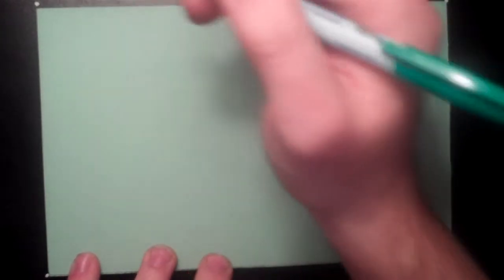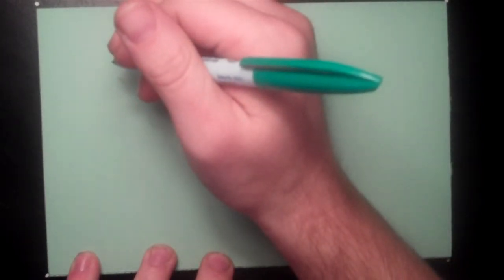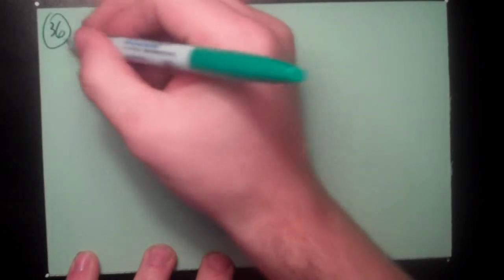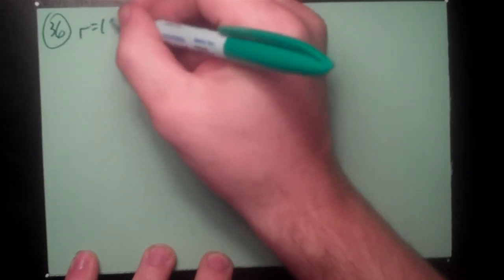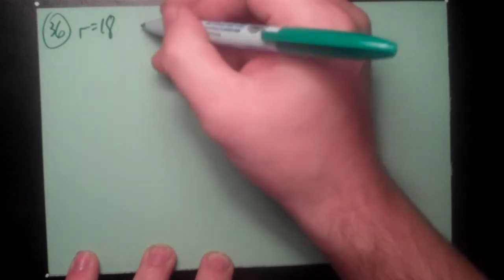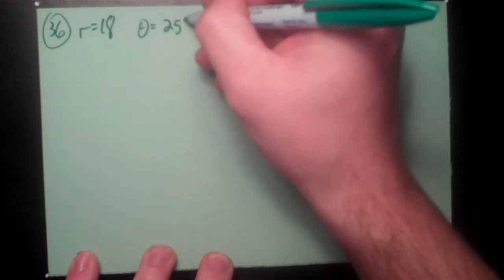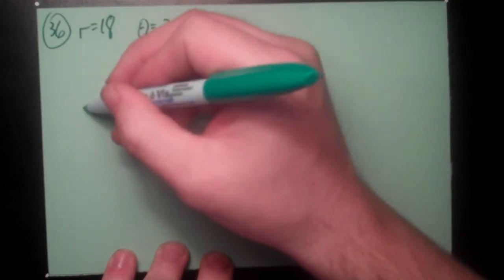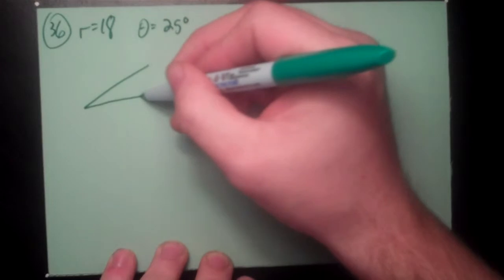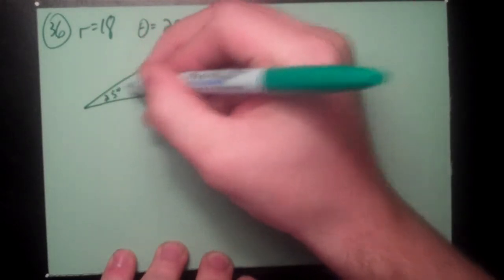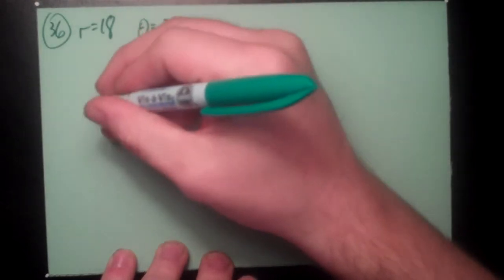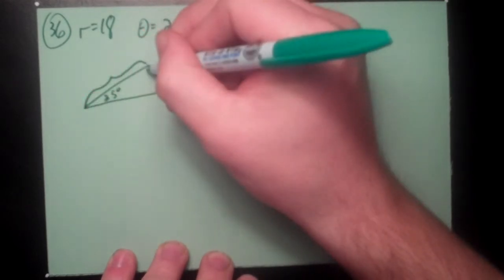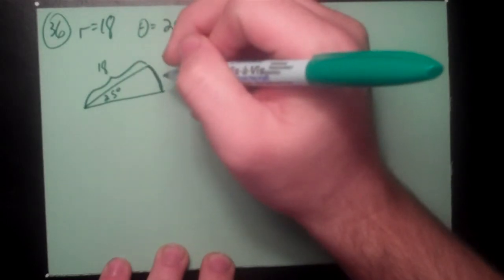All right, let's do another. Let's do another with a little twist. Number 36. So r is equal to 18. Theta is equal to 25 degrees. That means there's a piece of a circle out there. It's 25 degrees, so pretty narrow angle. And its radius from the center of the circle to the outer edge is 18 meters.